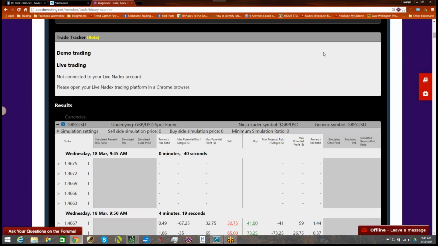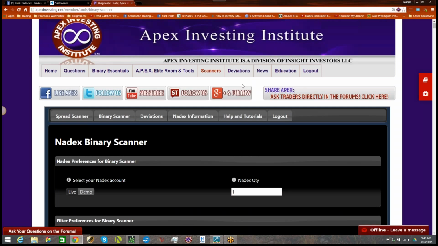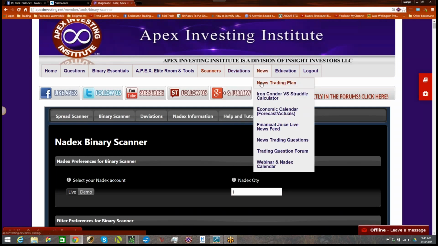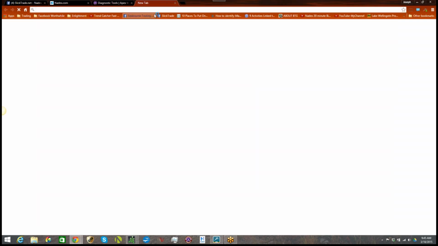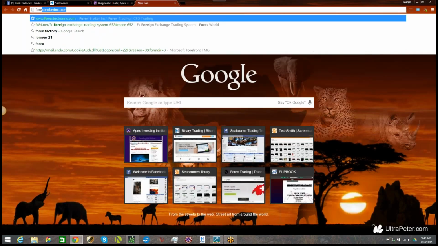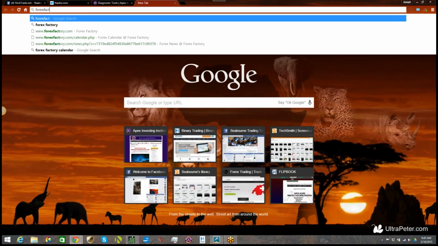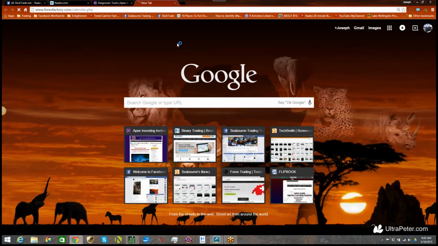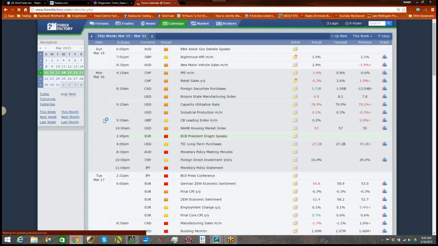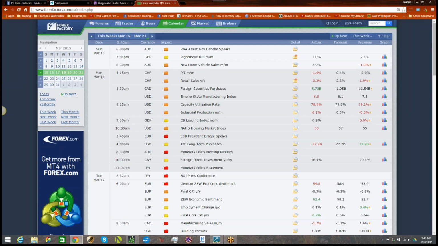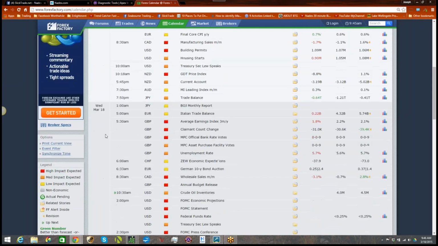And it did take off because of the following. This morning, if I go to Apex, right? News trading, well, no, you know what? Let me go into Forex Factory and explain to you why. Forex Factory, okay, forexfactory.com. We're looking at the news calendar. Here's the news calendar for the 18th.